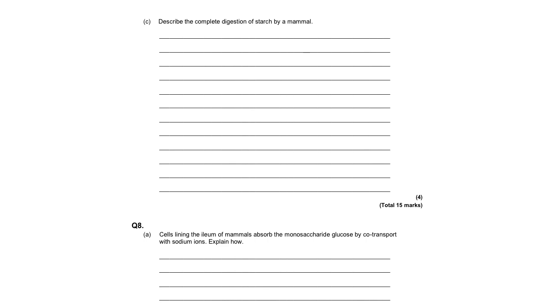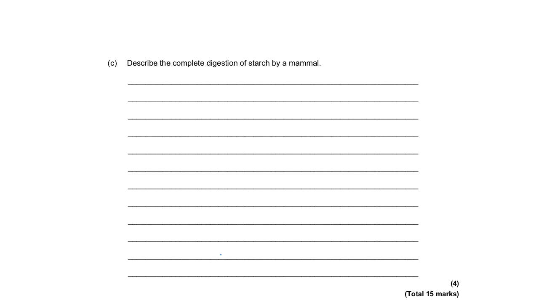Alright, so final part of question 7 then. Another big one, 4 marks this time. Describe, so tell me how it's done, the complete digestion of starch by a mammal. And complete digestion means how am I breaking it down from its massive composite structure, this big polysaccharide starch, all the way down to glucose.